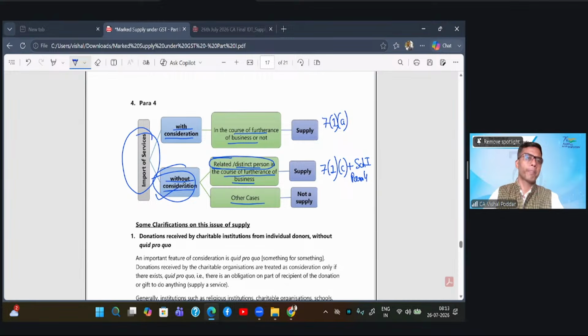So free import of service and not from a related person will be no supply because the conditions over here are not satisfied. Or free import of service but for personal use, not for business use, again it will not be a supply because conditions of para 4 are not met.